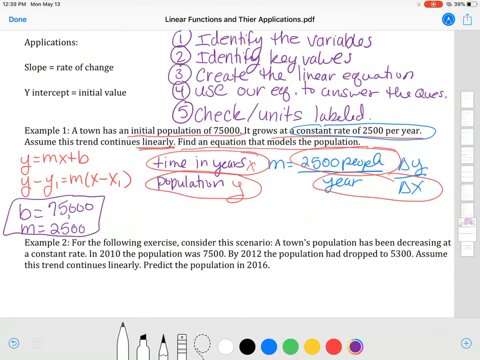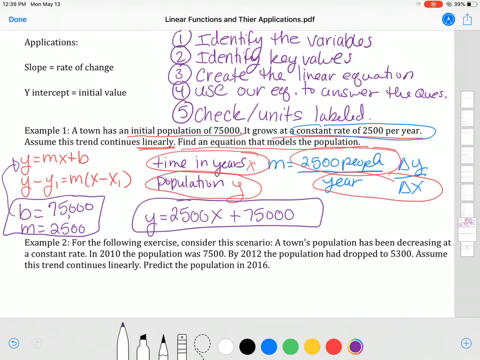So the easier of the two equations to use would be this one, y equals mx plus b. Literally all I have to do at this point is just plug in my m and my b and I'm done. So I have y equals 2,500x plus 75,000. So there's our equation, and we've completely answered the question. We have our variables set up, and we have our equation. So now, if the question asked us to go on further and find the population in a certain year, we can now do that.